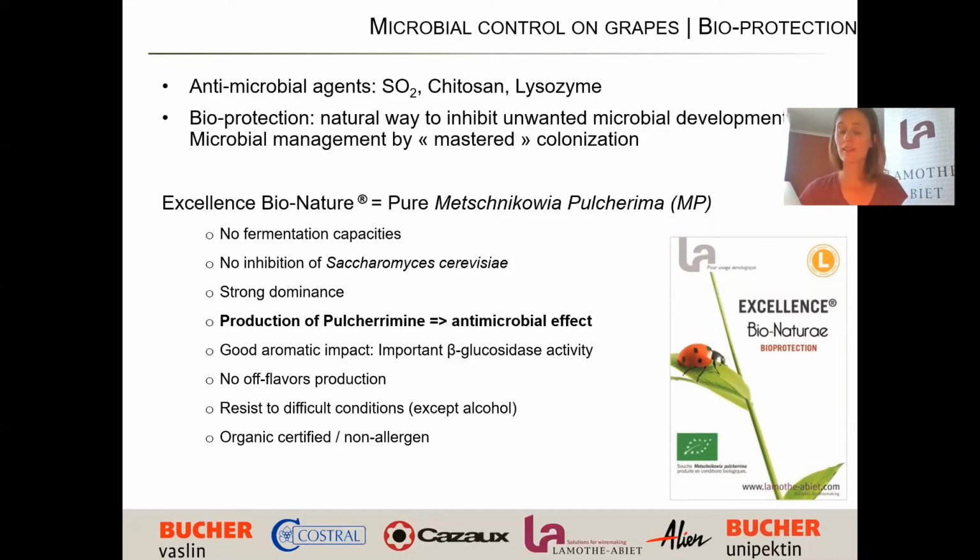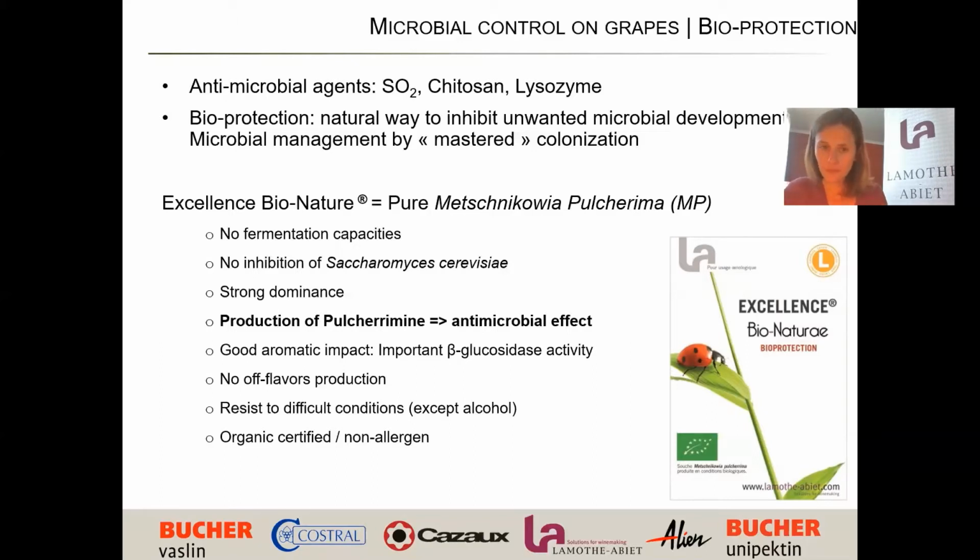BioNature doesn't inhibit Saccharomyces. It's a strong dominant yeast, so it will colonize the environment. And how it works is that it produces pulcherrimin. Pulcherrimin is a toxin for non-Saccharomyces and some bacteria. By producing pulcherrimin, the Metschnikowia, the BioNature, will inhibit the development of the non-Saccharomyces and of bacteria, but not Saccharomyces, as Saccharomyces is not sensitive to pulcherrimin.